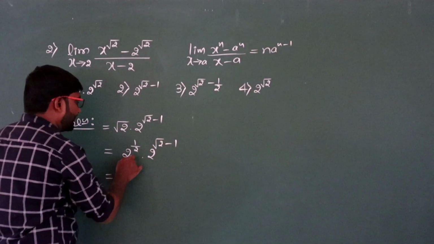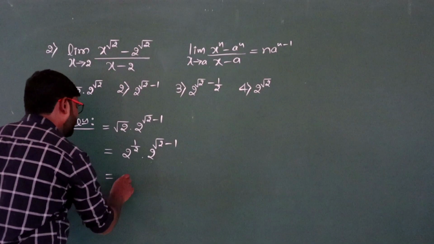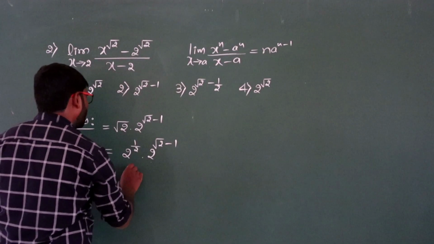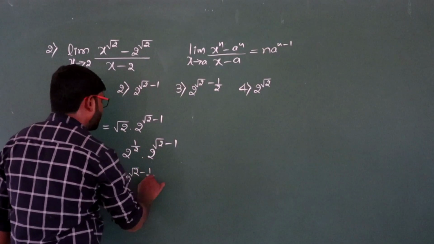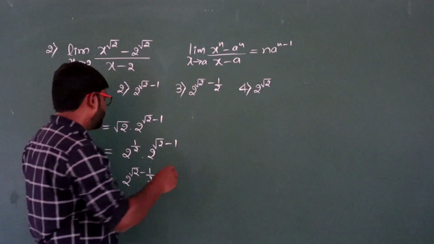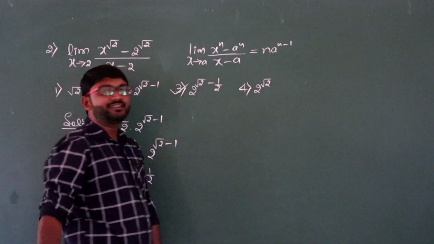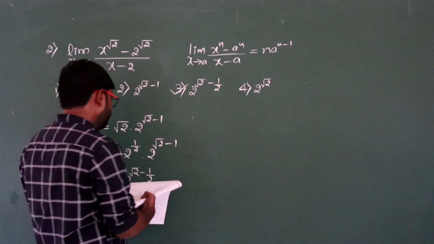Now a raised to m into a raised to n will be a to the power m plus n. So what do we have now? 2 raised to root 2, and 1 by 2 minus 1 will be minus 1 by 2. So the answer is 2 to the power root 2 minus 1 by 2. Option 3 is the correct answer. Note down this and then I will take up the next question.